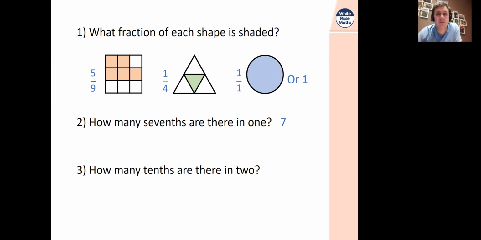How many tenths are there in 2, or 2 wholes? Well, in one whole, there'd be 10 tenths. And when we've got 2 wholes, we'd have 2 tens. 2 tens, we know, is 20. Okay? Right then, good start.